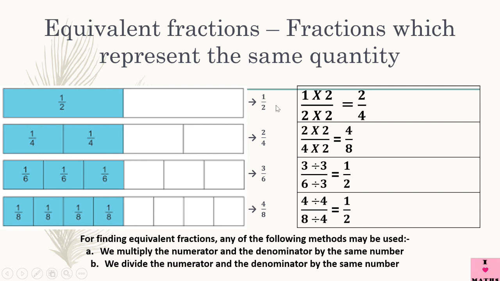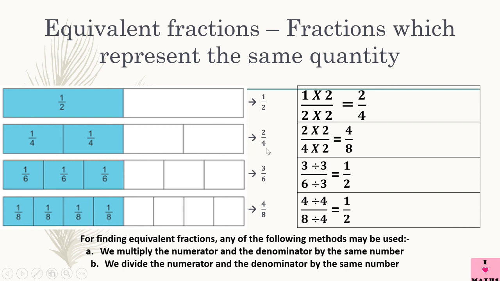So if I multiply the numerator and the denominator of a fraction by any same number, for example, I have multiplied 1 upon 2, the numerator and denominator by 2. 1 2s are 2, 2 2s are 4. I have got this fraction 2 upon 4, and here we have 2 upon 4. So 1 upon 2 is equal to 2 upon 4, and we have seen that these two parts are equal.